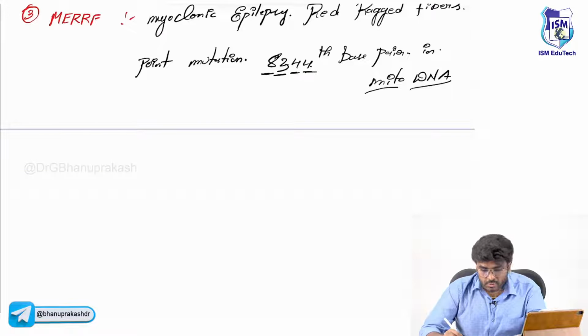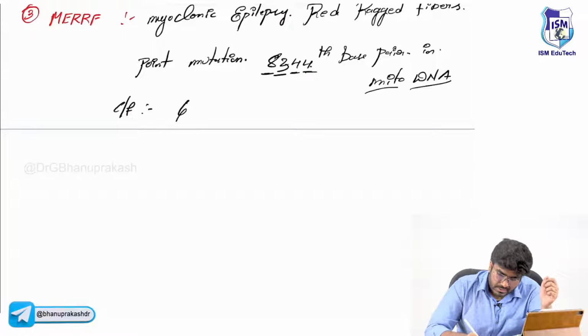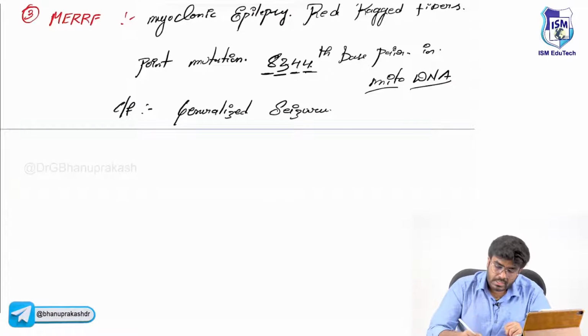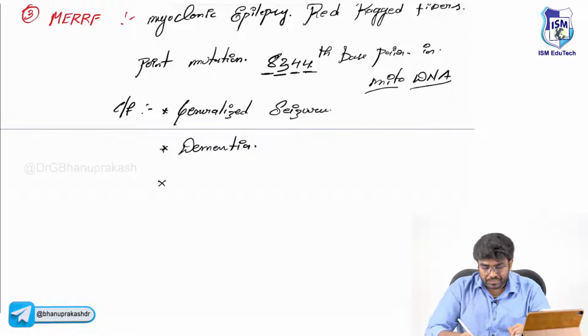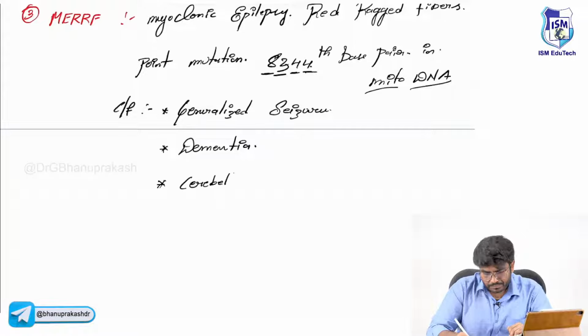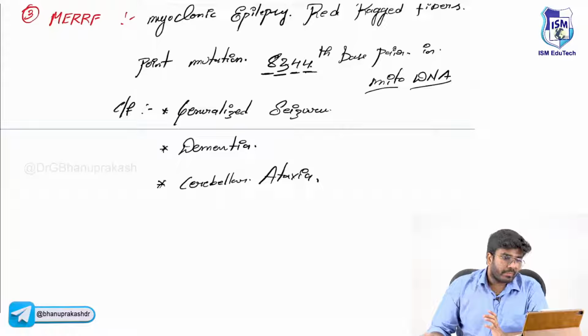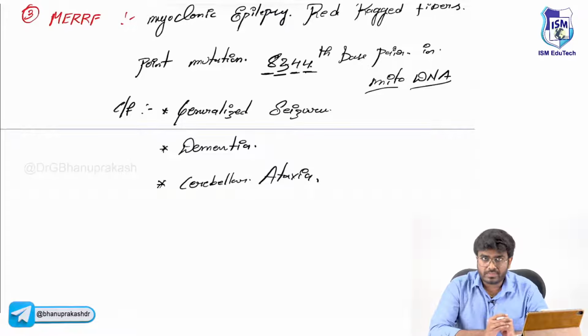Because of this, the patient is going to have which clinical features? Generalized seizures, dementia and cerebellar ataxia. These are the three clinical features I want you to know. So MERRF means myoclonus epilepsy, red ragged fibers. Now, what exactly are these red ragged fibers? I will show you the image.